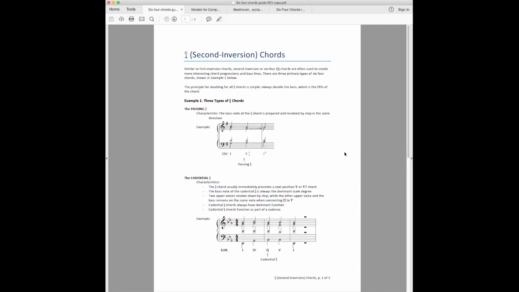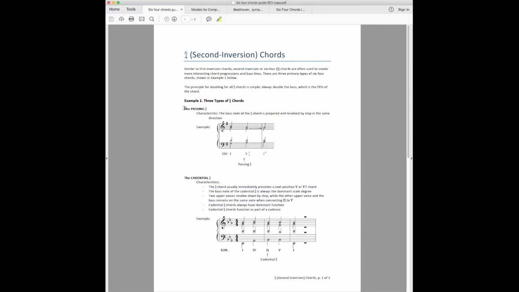And because second inversion chords are so unstable, they have 3 very specific ways they can be used in tonal music. And I want to show you each of those ways. Let's take a look at the 3 types of 6/4 chords.